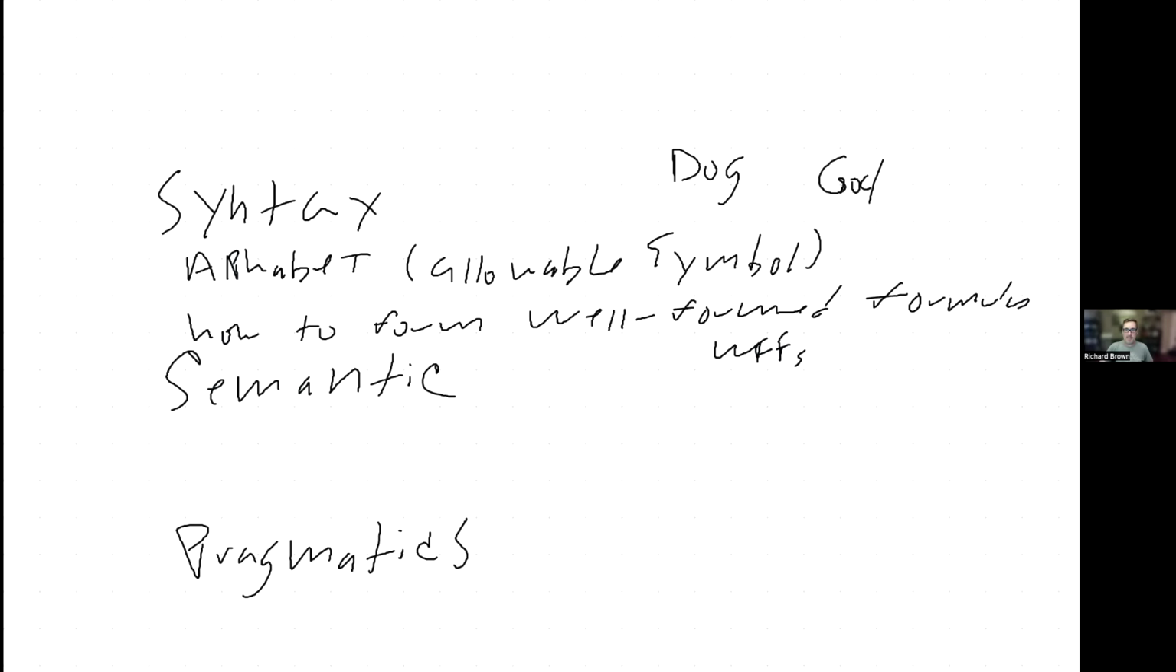Same symbols rearranged, which is also allowable. But what's not allowable is ODG. So ODG is not a word of English. So the syntax tells you that this is well formed and this is well formed, but this one is not well formed. So you learn stuff like that.